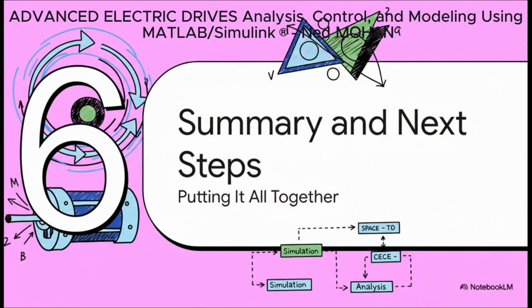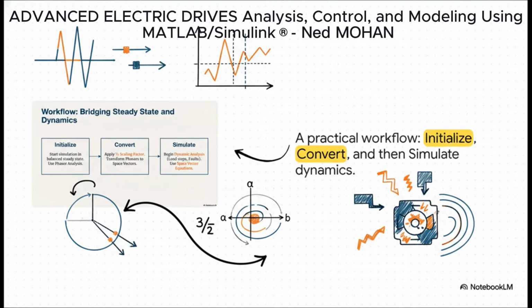Okay, let's wrap this up by looking at the practical workflow and summarizing what we've learned. How do we actually use this in practice? This is how it's done. You often start a simulation from a known steady state. So step 1, you initialize your conditions using simple phasor analysis. Step 2, you convert those phasor values to space vectors using that critical 3/2 scaling factor. And finally, step 3, you simulate the machine's dynamic response using the full space vector equations.